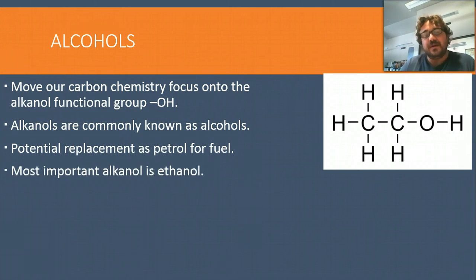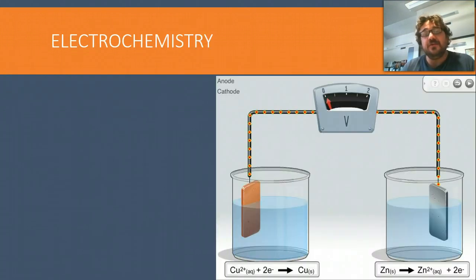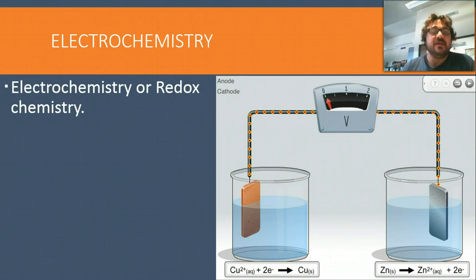The most important one is ethanol. It's not the simplest. Methanol is the simplest, meth being 1, ethanol being 2 carbons, and that's what it looks like right there. Now we move on to something that's fairly different, electrochemistry.